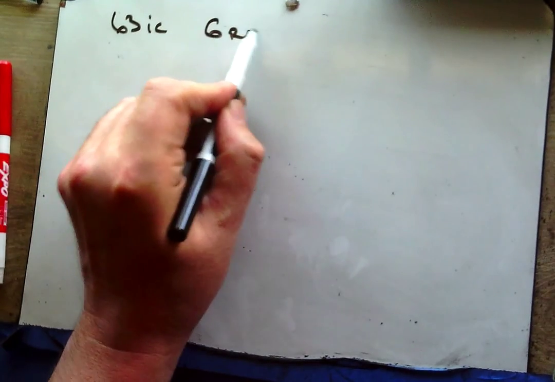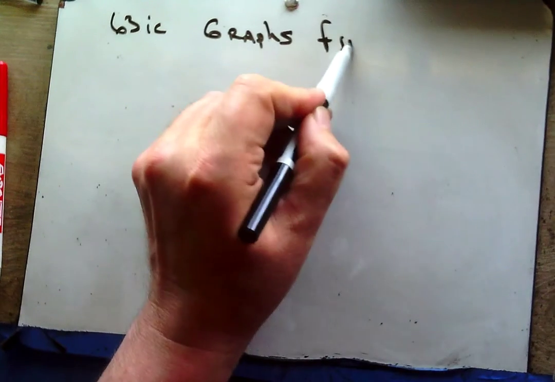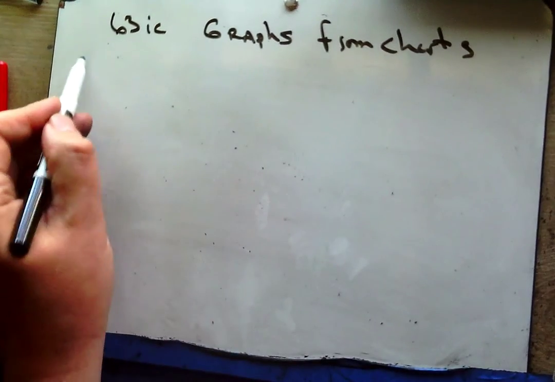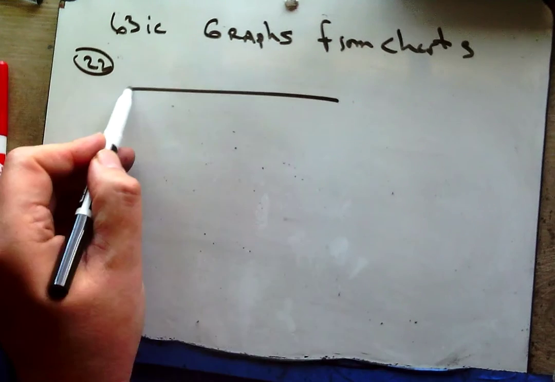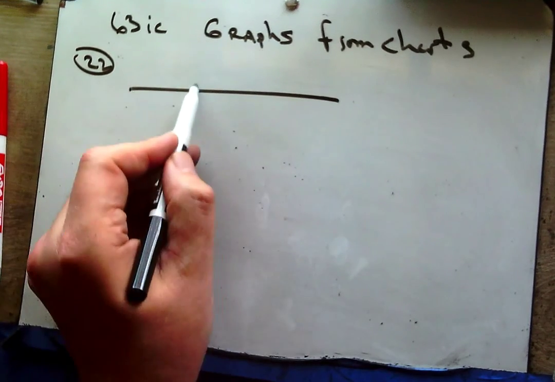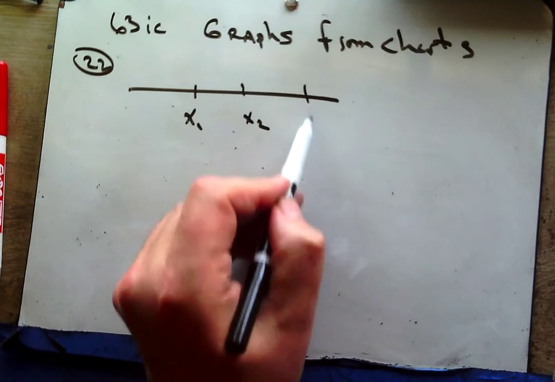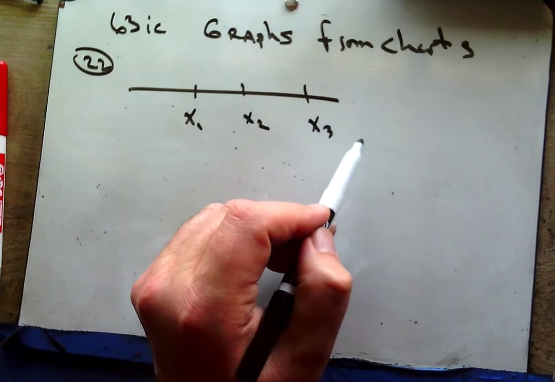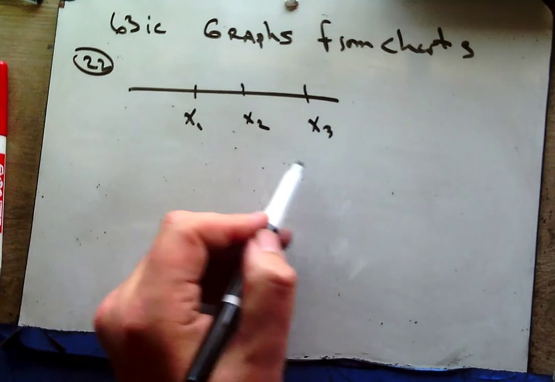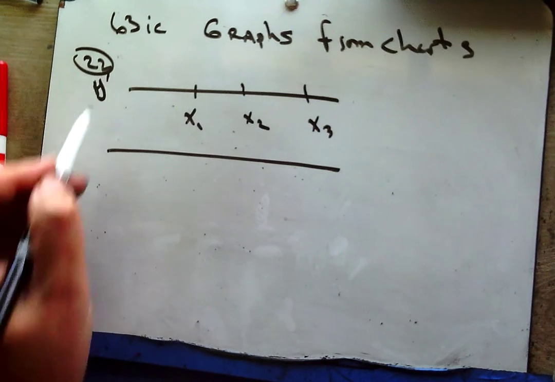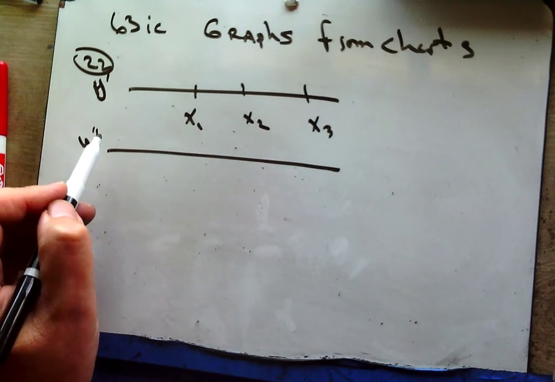Hey everyone, so I'm looking at 63 in class graphs from charts. And 22 shows the following. There's this x sub 1 and x sub 2 and x sub 3. And what we're told here, oh, and there's a second line. So this is going to be y prime, and this is going to be y double prime.